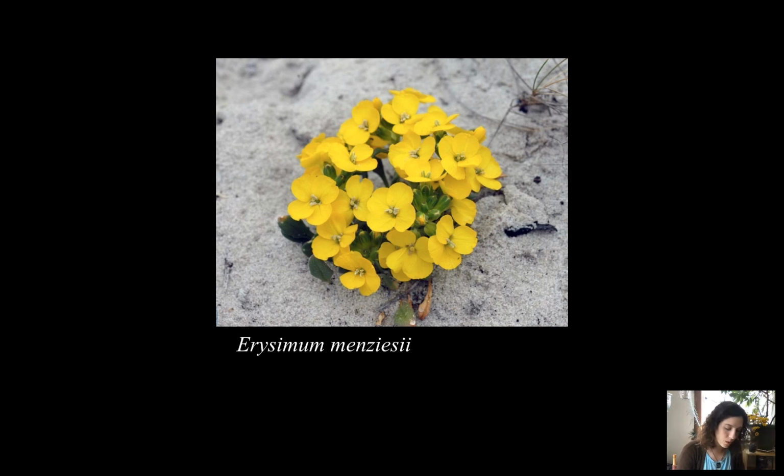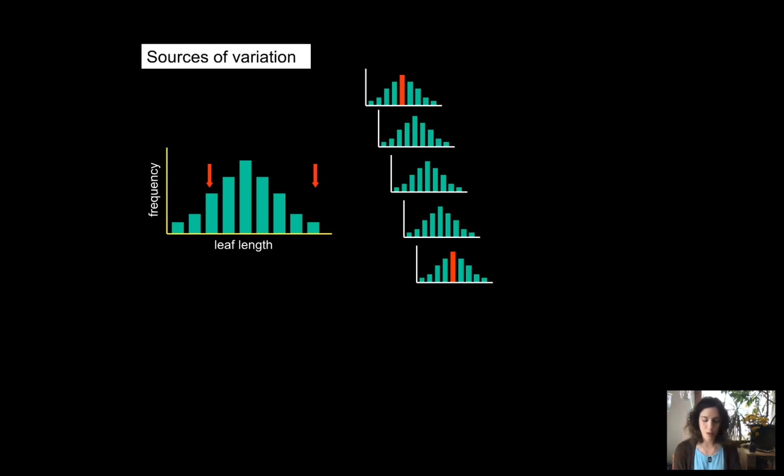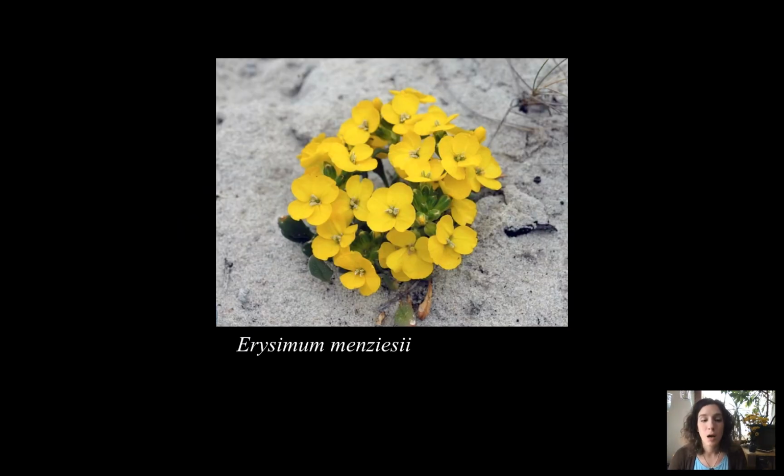Here's a more concrete example of why species matter. Erysimum menziesii is a very special species of plant that we have here in Humboldt County. The subspecies eurekense is what we have here, and it has always been known to be extremely rare. There's only a few populations.